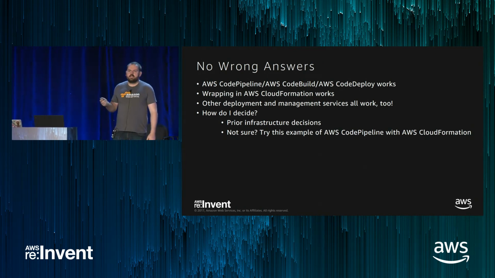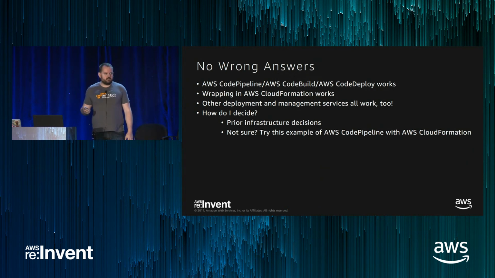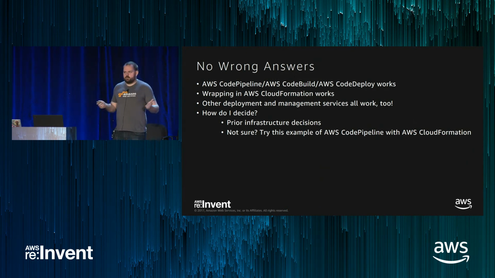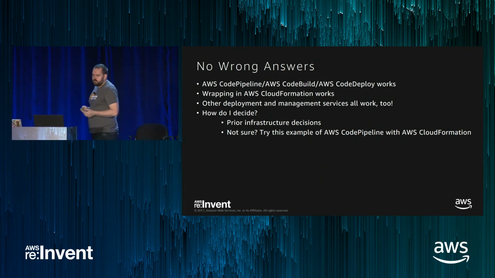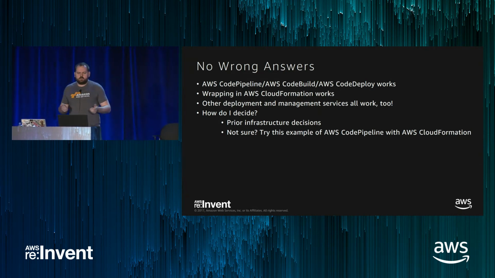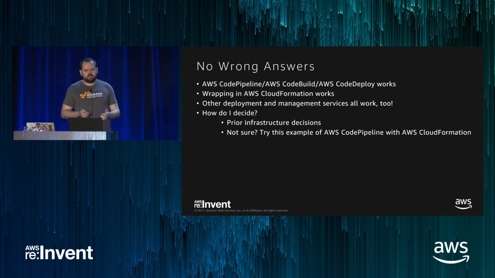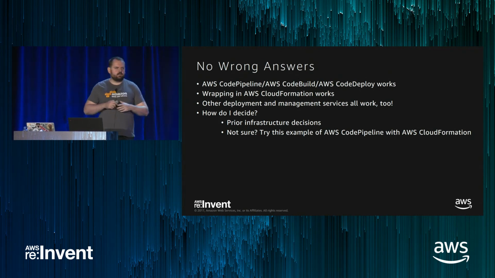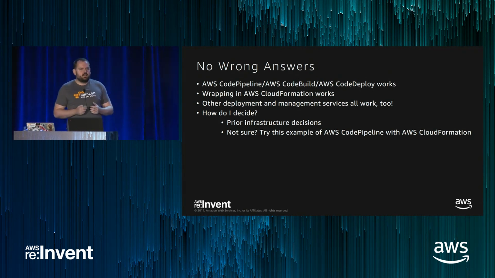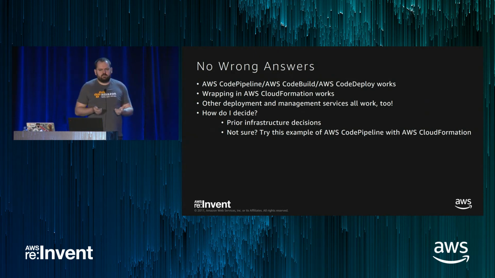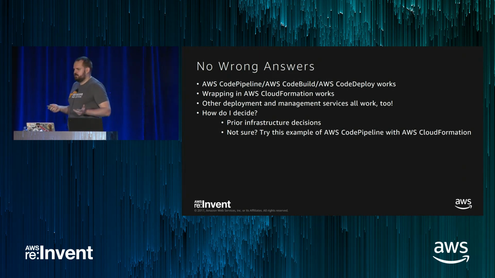I've given a talk similar to this before using OpsWorks. It's built on Ruby. That's a great option. Using AWS CodePipeline with CodeBuild and CodeDeploy, it's also a great option. Using CloudFormation works. Elastic Beanstalk works. Ways you can decide are if you've made prior infrastructure decisions. So if you use Docker heavily, maybe you want to use ECS for your compute instances. If you're a user of Chef, that probably answers your question for you as well.